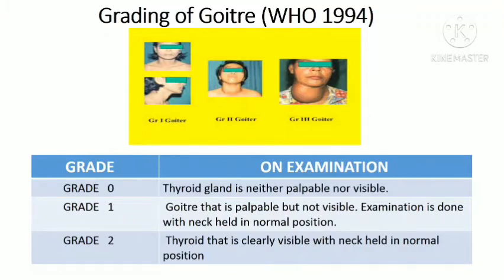According to the WHO, goiter is classified into 3 grades upon local physical examination, which is as follows. Grade 0, thyroid gland is neither palpable nor visible. Grade 1, goiter that's palpable but not visible. Examination is done with the neck held in the normal position. Grade 2, thyroid that's clearly visible with the neck held in the normal position. These are the 3 grades of goiter as per the WHO classification. In addition, the volume of the thyroid is measured using ultrasonography.